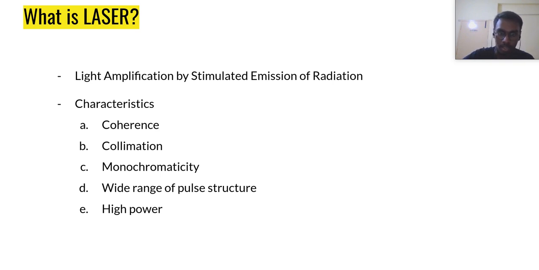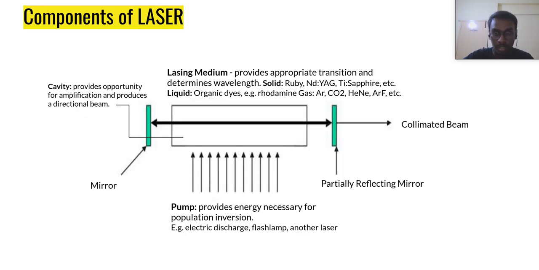Wide range of pulse structure. We can design the laser in such a way that it can form any sort of pulse structure that is necessary for us. Like we saw with the principle of laser, high power states that laser has very high energy. Moving on to the components of laser, the first thing we see is the lasing medium, which provides appropriate transition and determines the wavelength.